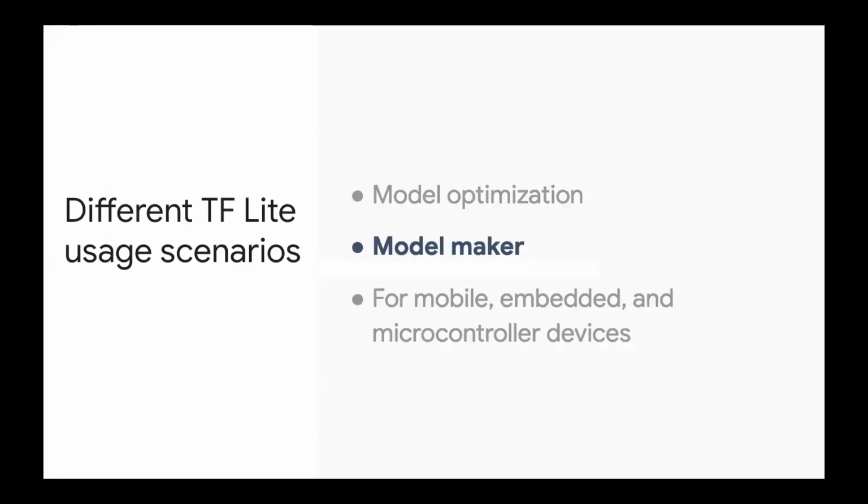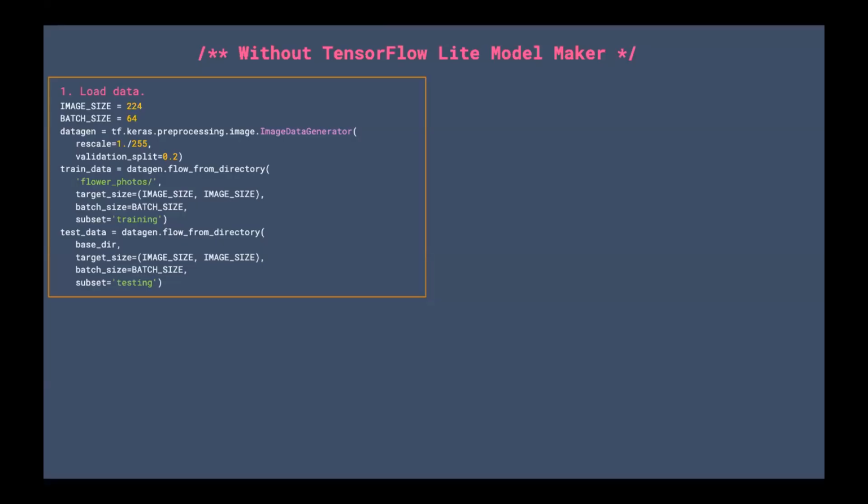So another TF Lite usage scenario is Model Maker. This might be very useful for the folks that do not want to invest in machine learning expertise, but would want to plug in their own data sets and train custom models without much machine learning expertise. So here's all the code that one would need in order to use transfer learning on top of a pre-trained network and train an image classifier on the flowers dataset.